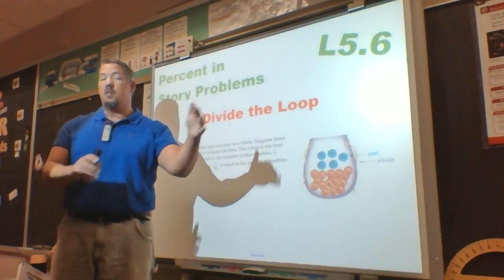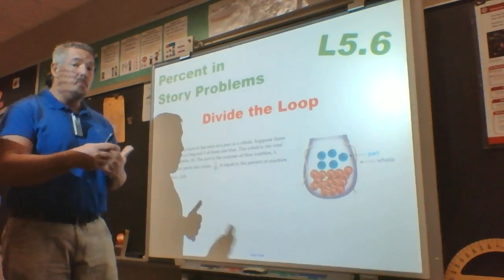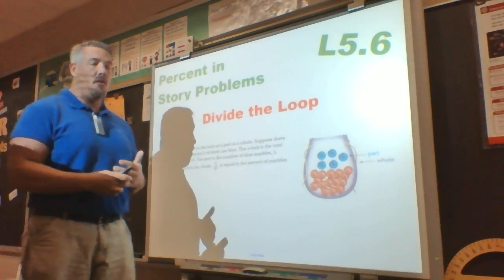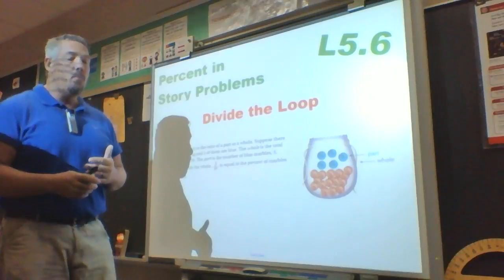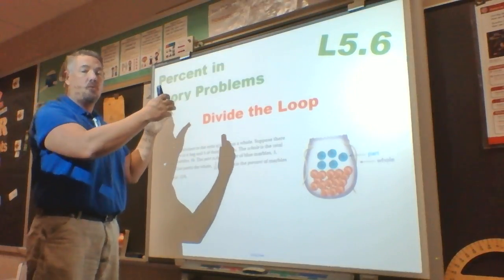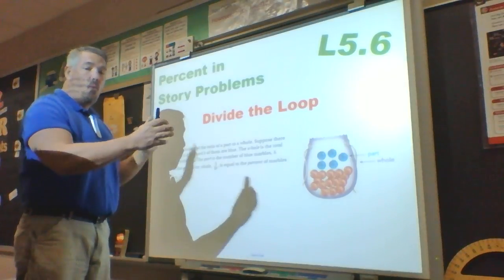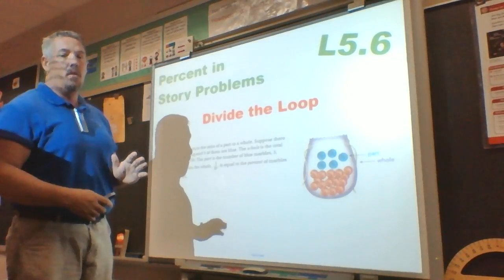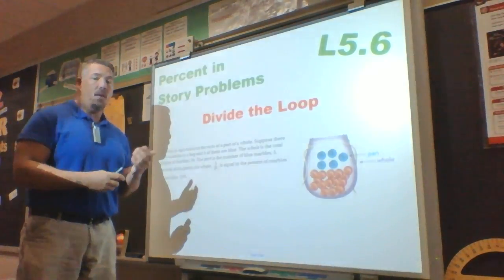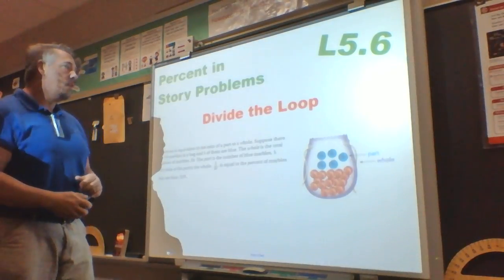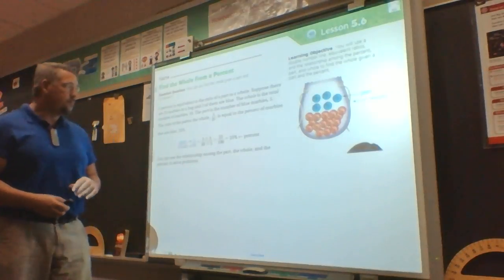If it's a multiplication of fractions problem, it doesn't work there, and I had a couple of you trying that on your homework. Dividing the loop only works when I have equivalent ratios or equivalent rates or unit rates where I know that one fraction has to be equal to the other fraction. When I'm multiplying, I'm taking a fraction of a fraction, and it doesn't work that way. So let's look at what I'm talking about.